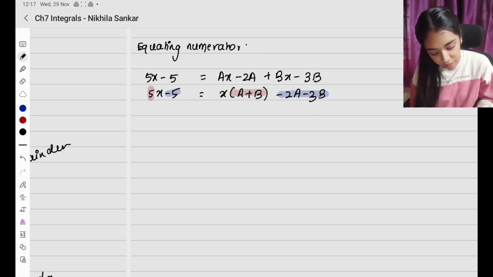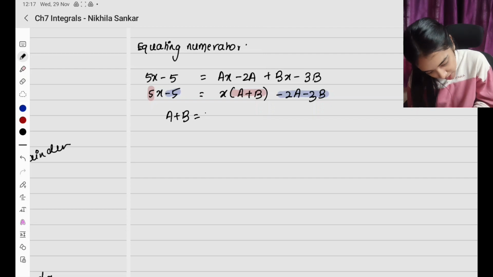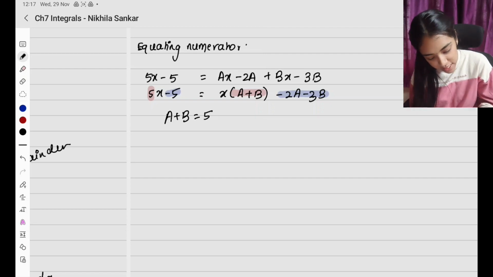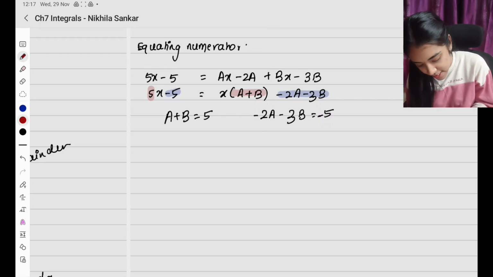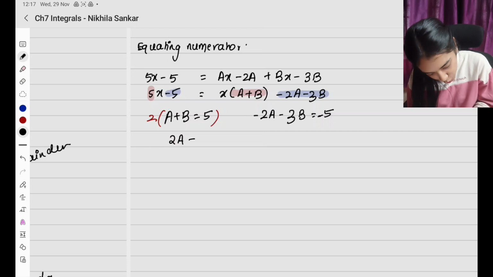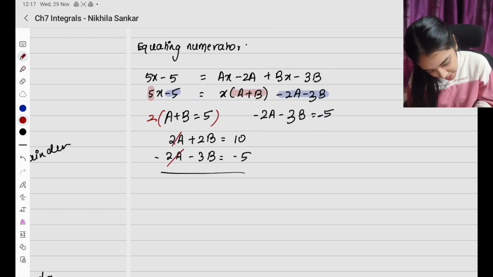Okay, now equating everything, I have a plus b equals 5, equating coefficient of x, and equating constant, minus 2a minus 3b is going to be minus 5. Okay, don't forget the sign, it is minus 5. So when I multiply by 2, we can use the elimination method. So I have 2a plus 2b equals 10. Here I have minus 2a minus 3b equals minus 5. So basically this gets cancelled. Here I have minus b equals 5. So b equals minus 5.